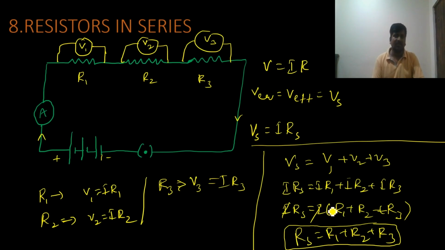So this is about resistors in series combination: R is equal to R1 plus R2 plus R3.